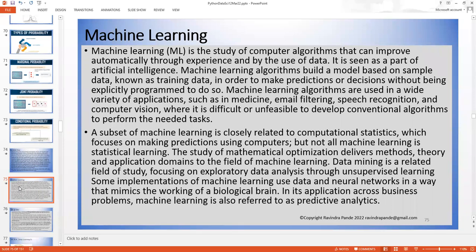Machine learning algorithms are used in a wide variety of applications such as medicine, email filtering, speech recognition, computer vision, driverless cars, and so on and so forth, where it is difficult or unfeasible to develop conventional algorithms to perform the needed task. Now let's think about where we implement machine learning and how to implement it with precision, with a kind of finite prediction.